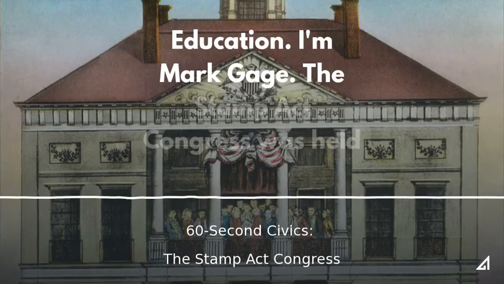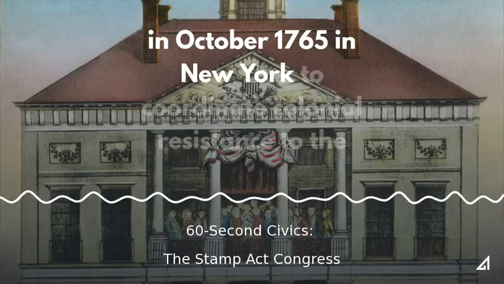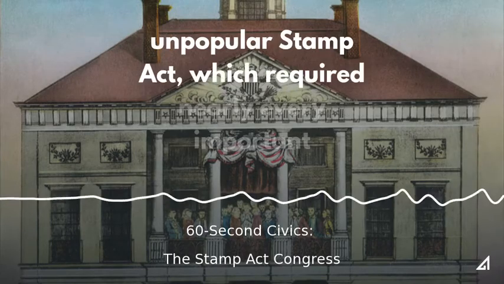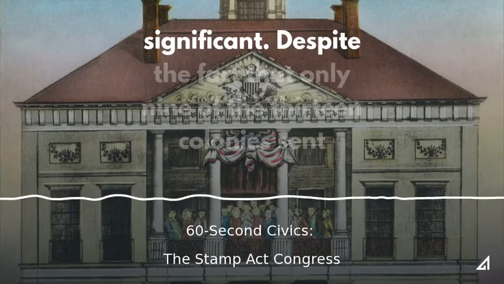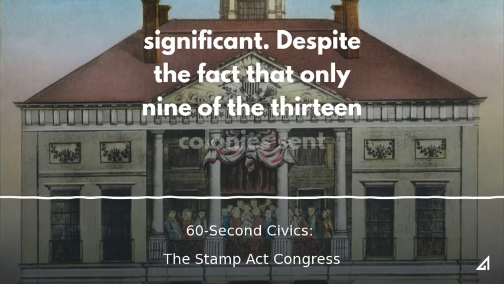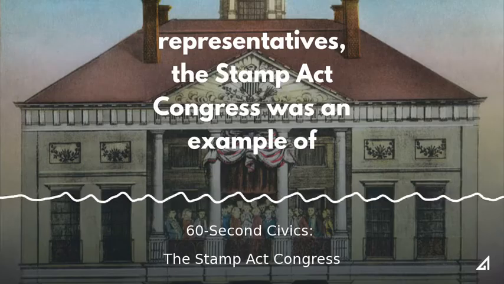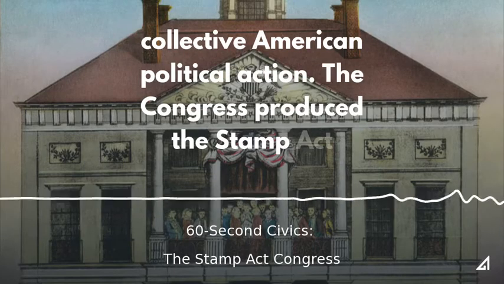I'm Mark Gage. The Stamp Act Congress was held in October 1765 in New York to coordinate colonial resistance to the unpopular Stamp Act, which required nearly every important document printed in the colonies to be taxed. The Stamp Act Congress was significant. Despite the fact that only 9 of the 13 colonies sent representatives, the Stamp Act Congress was an example of collective American political action. The Congress produced the Stamp Act Resolves.